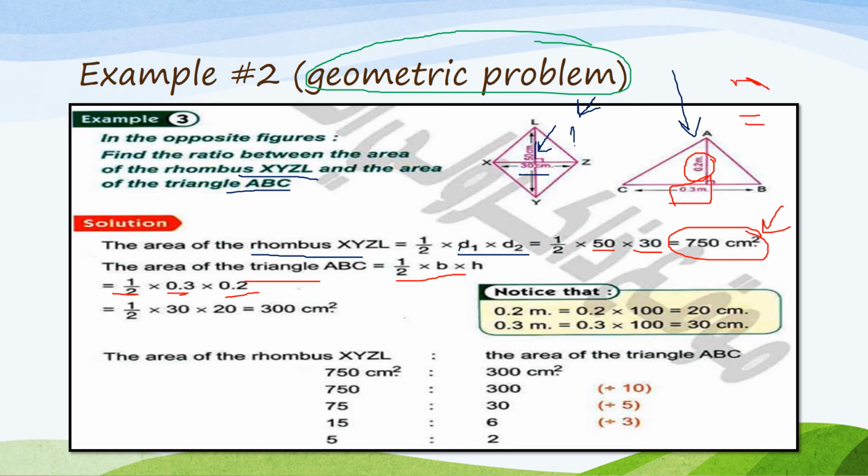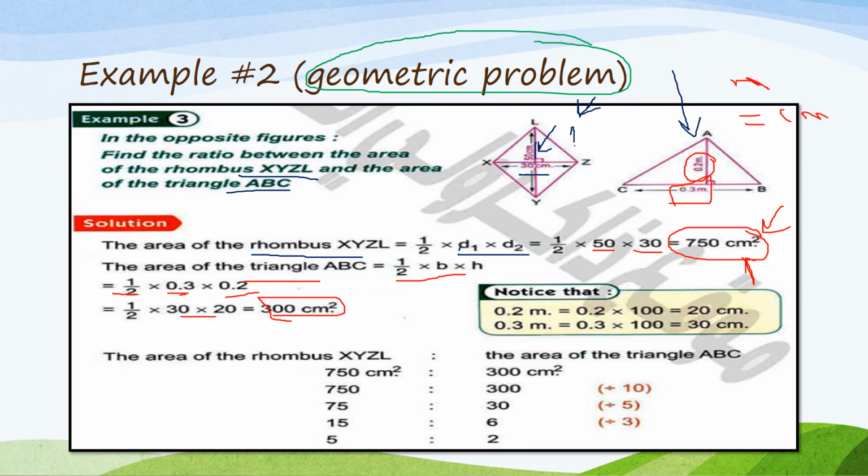So the area of the triangle is always half times base times height, which is half times 0.3 meters, here is the base, times 0.2, here is the height, which we're gonna convert to centimeters. We have converted the meters into centimeters because we have a centimeter here, and we usually convert the bigger unit to the smaller unit. So half times 30 times 20 is gonna be 300 centimeters squared. Now we have the areas both in the same units, which are centimeters.